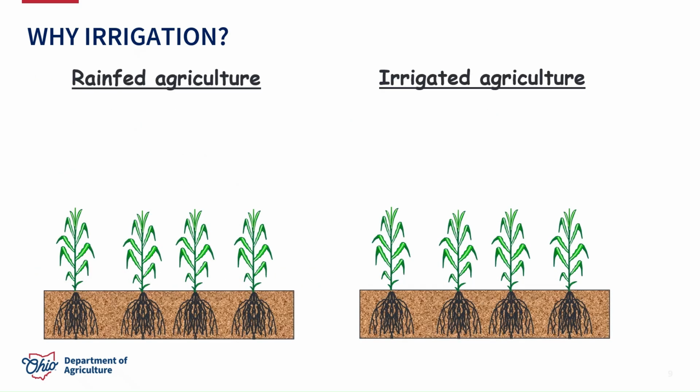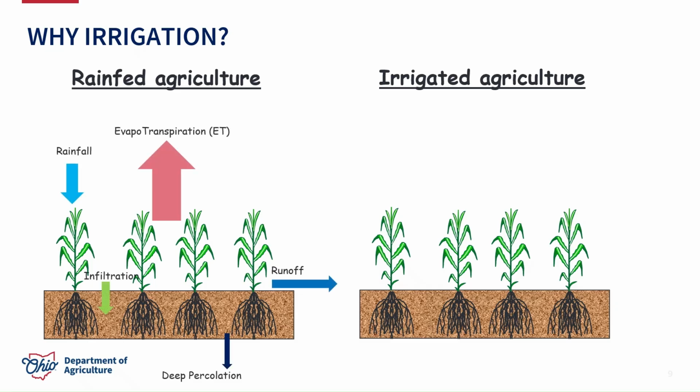So giving a more visual representation on why we may irrigate. First we'll start with the field on the left, where we have crops that are growing in a field that is only supplied with rainwater. So that rainwater will fall down. Some of that rainwater may run off the surface. Some of that water will infiltrate into the soil. Of that water that infiltrates into the soil, some of it may percolate deep below the root zone and be lost to deep percolation in the soil.